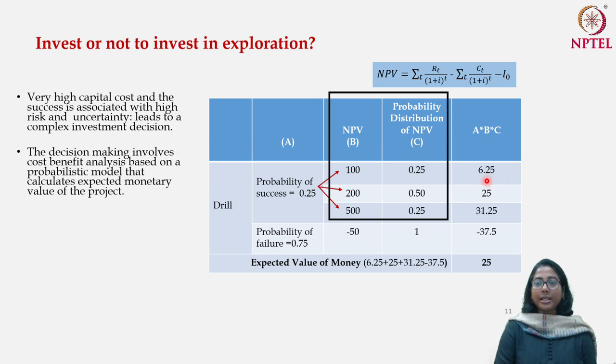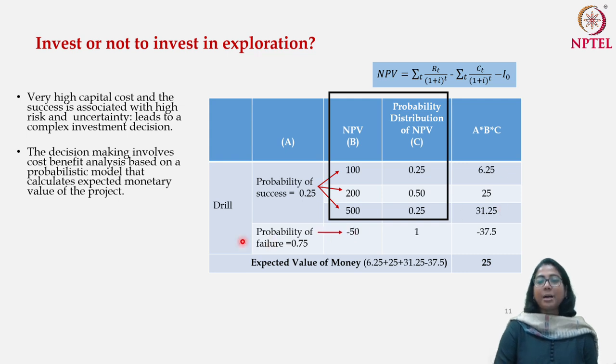However, this number is not actually representing 100 multiplied by 0.25. This is 100 multiplied by 0.25 multiplied by 0.25. Because when I am talking about the expected net present value, this is contingent upon the fact that there is a success. So if I take that conditional probability into my calculation, the expected net value that I am going to get is actually 100 multiplied by 0.25 multiplied by 0.25, which is 6.25, plus 200 multiplied by 0.5 multiplied by 0.25, which is 25, plus 500 multiplied by 0.25 multiplied by 0.25, which is 31.25. So the expected net present value arising out of a conditional probability is 6.25 plus 25 plus 31.25.